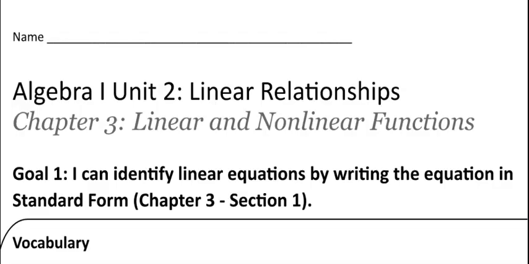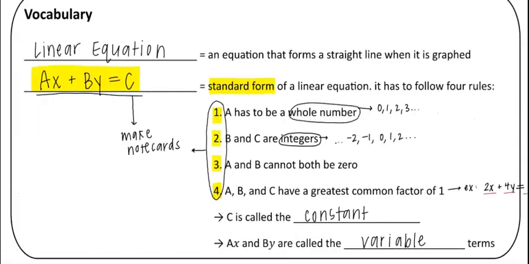We're going to only focus on linear equations right now, and we're going to figure out if equations are linear or not by putting them in standard form. The definition of a linear equation is any equation that forms a straight line when it's graphed. The standard form for a linear equation looks like this: ax plus by equals c.